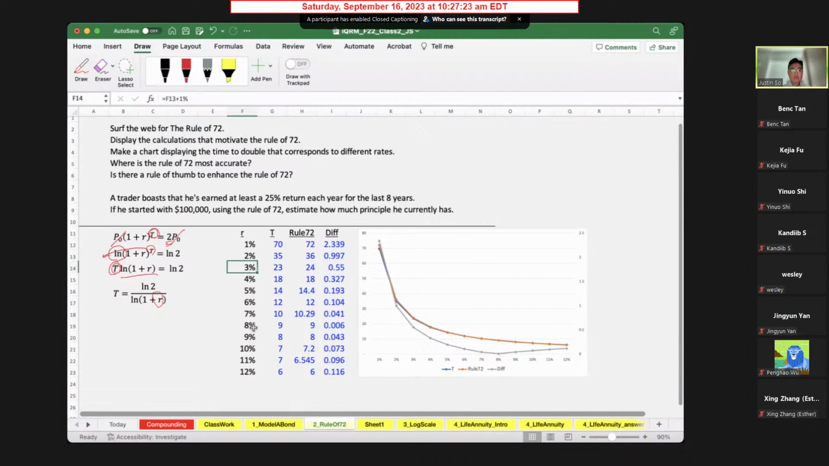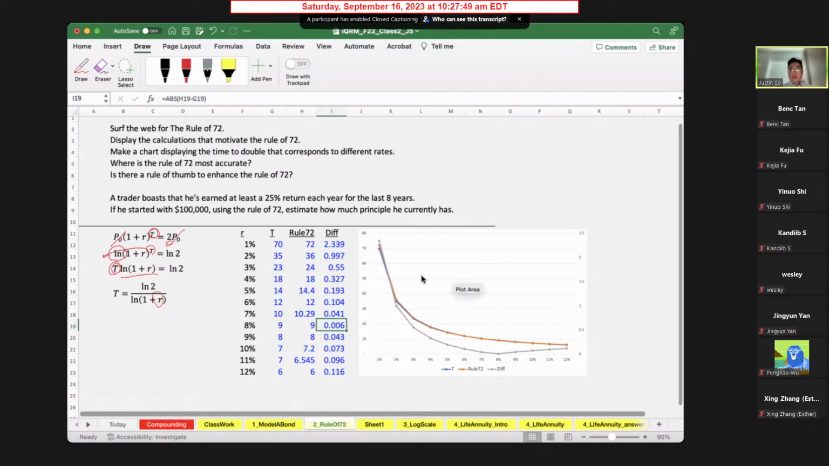Let's say here, I gave you 8%. If you use the formula with 8% in R, you get 9. Rule of 72, 72 divided by 8, exactly 9. By the way, this is not exactly 9, that's why there's a slight difference here. And so it's almost the same.